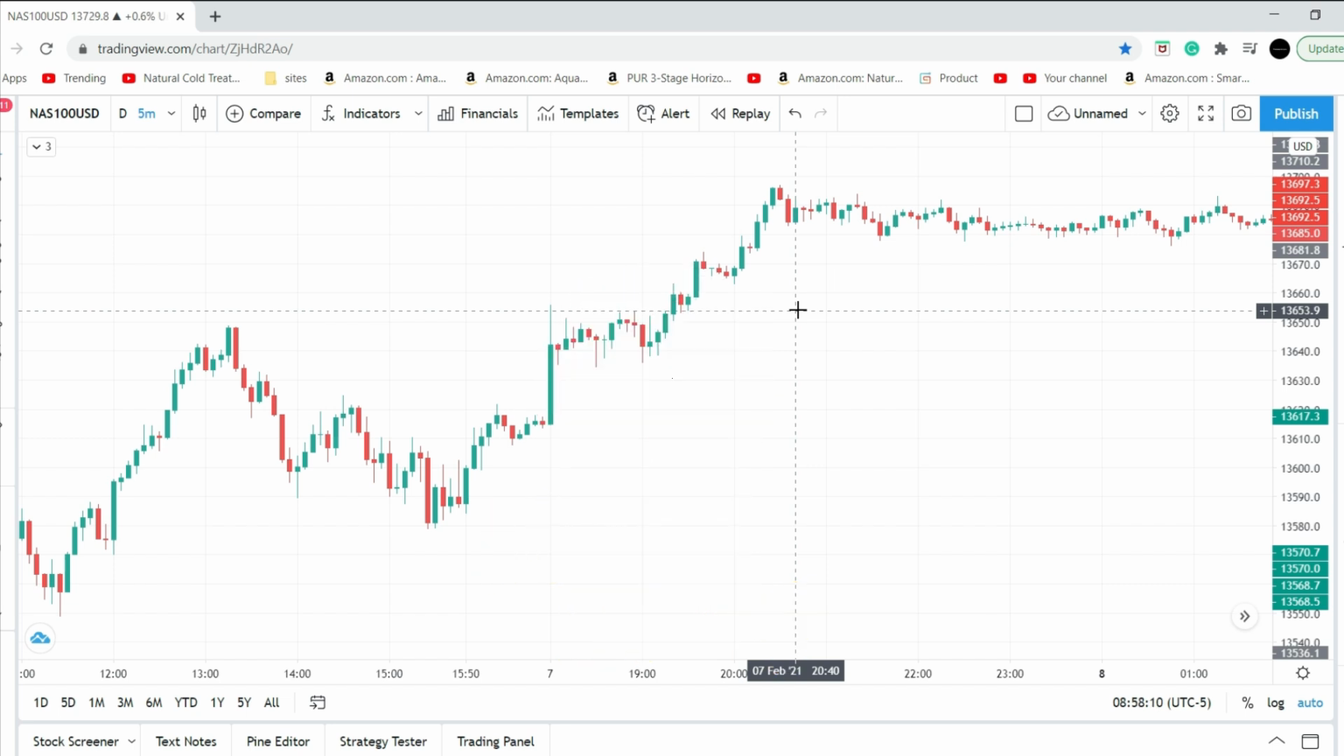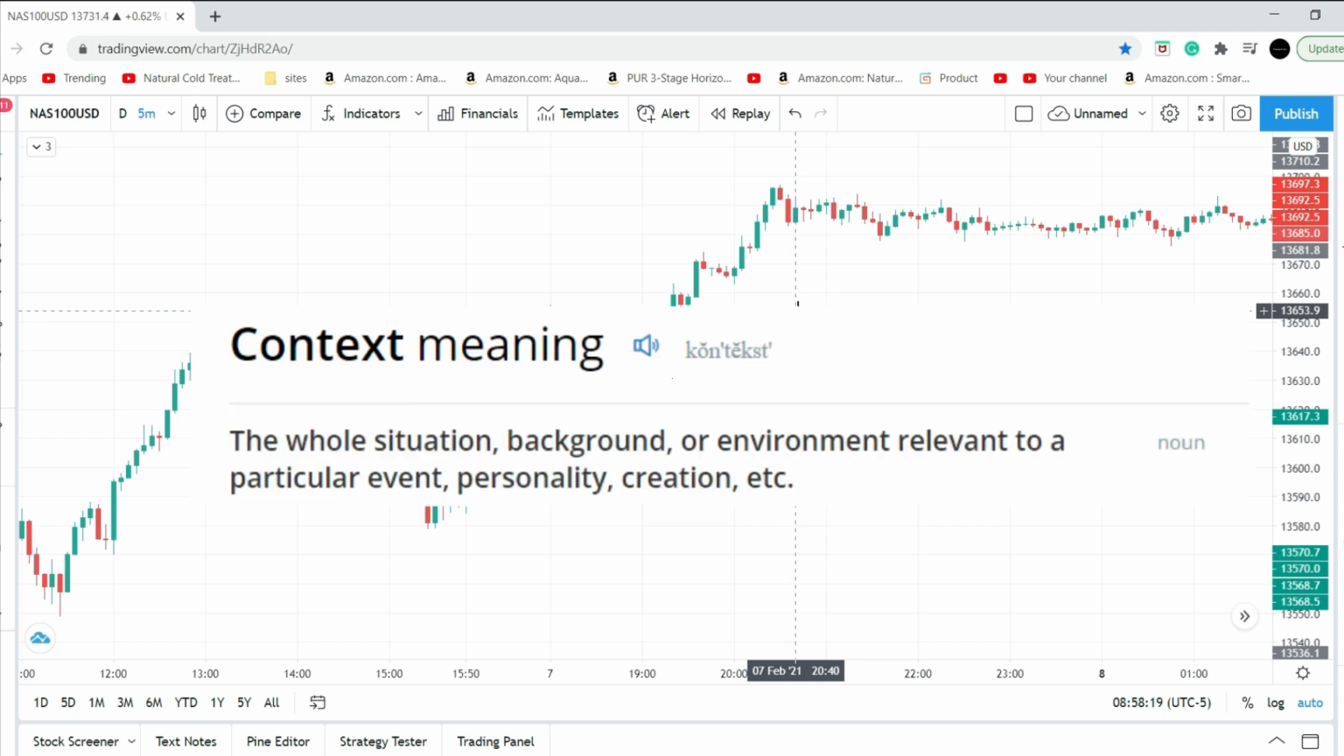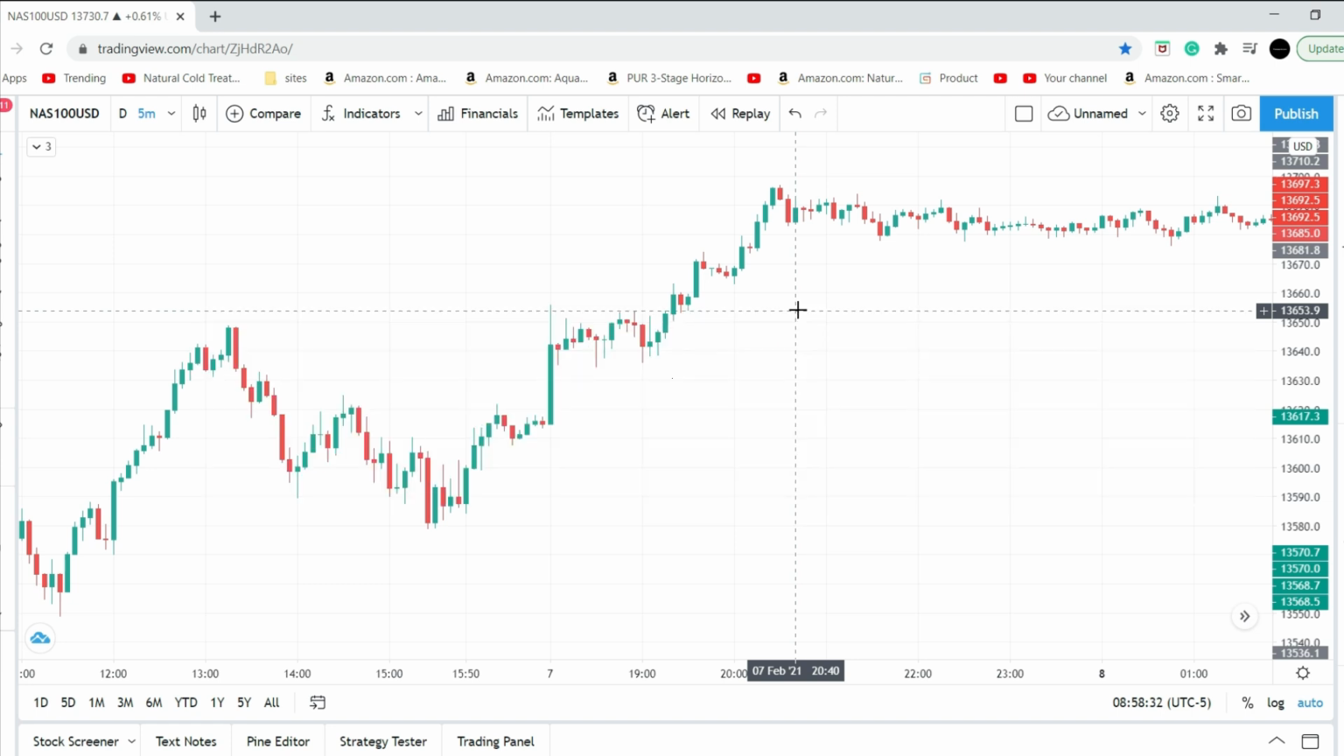Now, what is the secret? One word: context. So what do I mean by that? Well, let's look at the meaning real quick. The whole situation, background, or environment relevant to a particular event, personality, creation, etc. So basically, as a trader, you want to look at the whole situation. You don't want to say, I have this one setup, and every time this one setup appears on the chart, I'm going to trade. No, guys, that's the reason why a lot of you are failing, because you think the market is all about setups. You have to understand what the market is doing in real time.